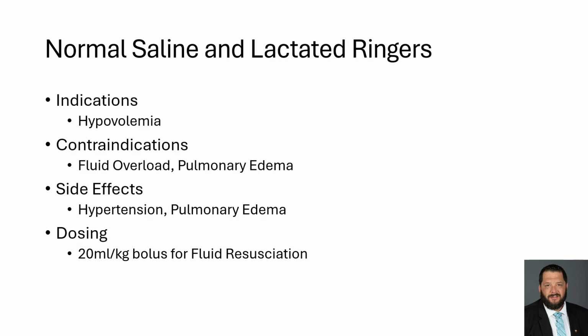Normal saline and lactated ringers. Normal saline and lactated ringers are isotonic solutions used to treat hypovolemia and perform fluid resuscitation in the hypovolemic patient. Contraindications for this medication include fluid overload and pulmonary edema, with side effects being hypertension and pulmonary edema. Dosing is 20 milliliters per kilogram bolus for fluid resuscitation.